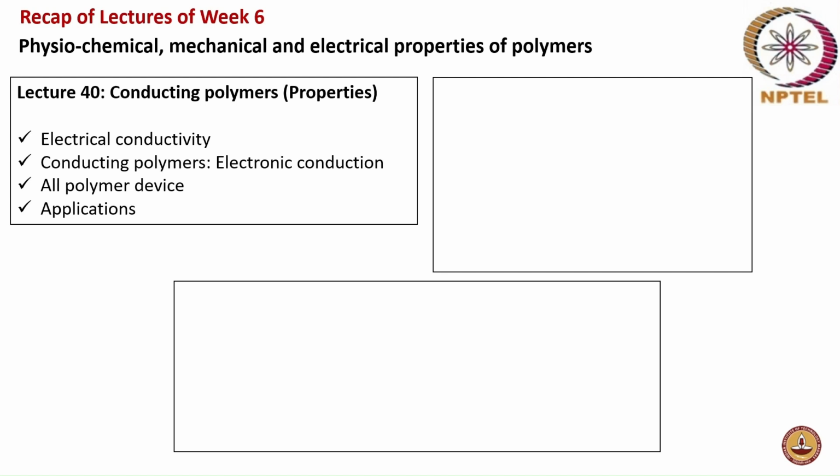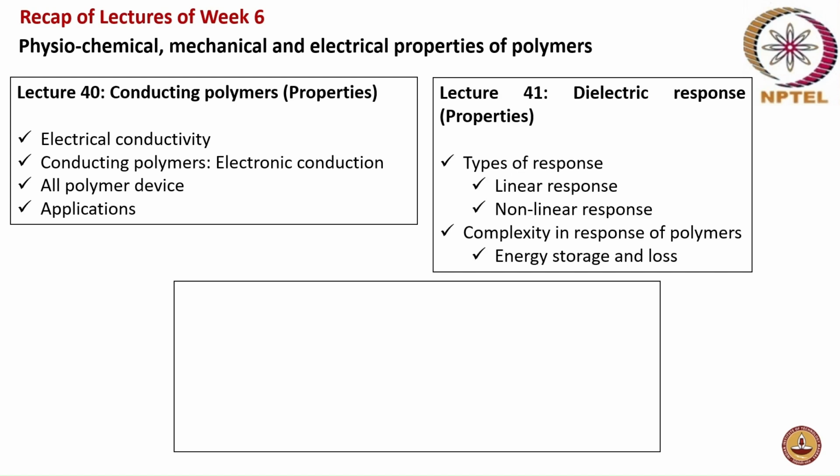Here, a field effect transistor and an electrochromic display, where every component was a polymer, right from the substrate, to a conducting polymer, and a dielectric polymer, were used to make an all-polymer electronic device. And then applications were discussed. The next lecture was on dielectric response or dielectric properties.